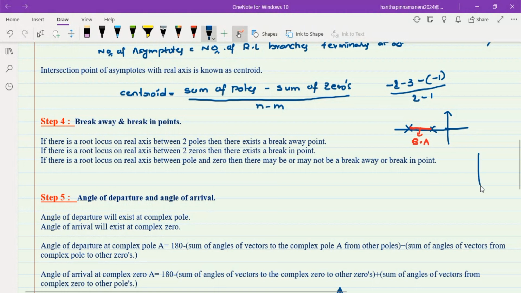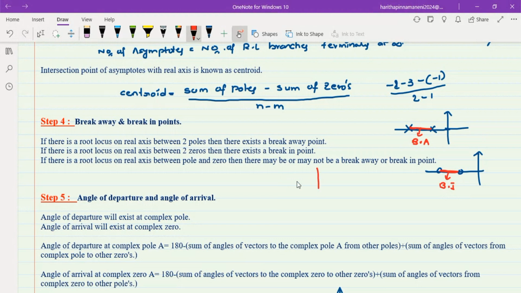breakaway point always exists between two zeros. If you have two zeros and there exists a root locus branch, in the step 2 we determine the root locus branch on the real axis, right? So, if there exists a root locus branch between these two zeros, then there exists a break-in point between these two. So, breakaway point exists always between two poles and break-in point exists always between two zeros.